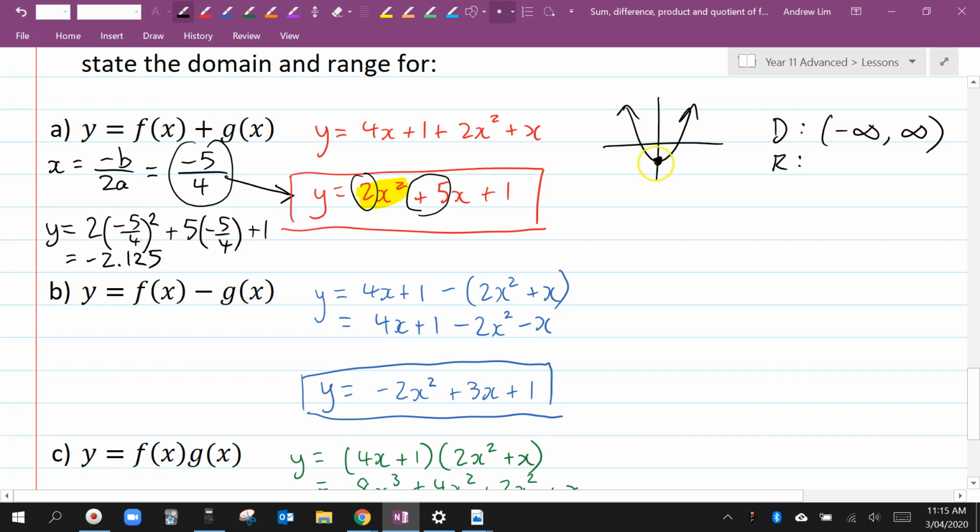So the range, well actually, let's do the turning point. The turning point is minus 5 over 4, minus 2.125. So that means the lowest point of the parabola is at minus 2.125. But because we include that, we use the square bracket. Minus 2.125, comma, and it goes all the way to infinity. Curved bracket.